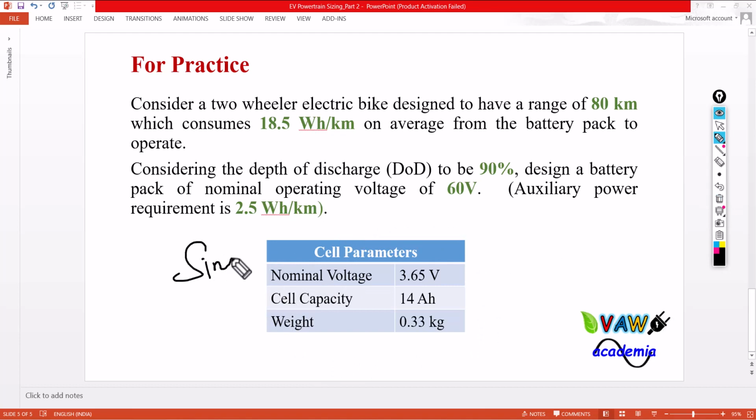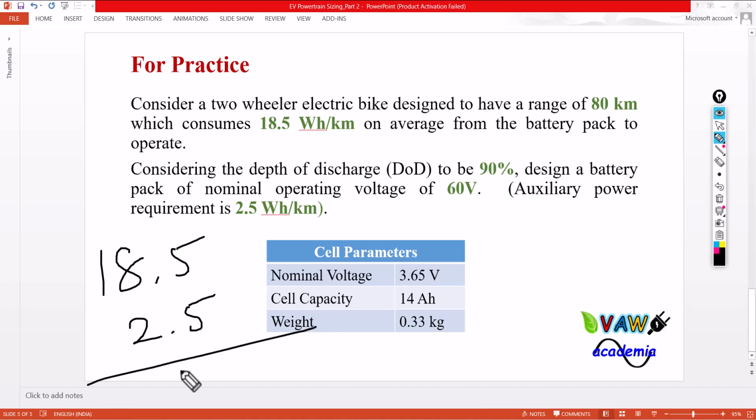Here are the cell parameters for a single cell. This is a single cell parameter. The combination of single cells connected in series and parallel is called a battery pack. Okay, don't confuse. Before calculating, the energy consumption for driving the vehicle is 18.5. The energy required for the auxiliary load is 2.5. So the total energy required comes to 21 watt hour per kilometer. So you are going to design for this energy consumption.